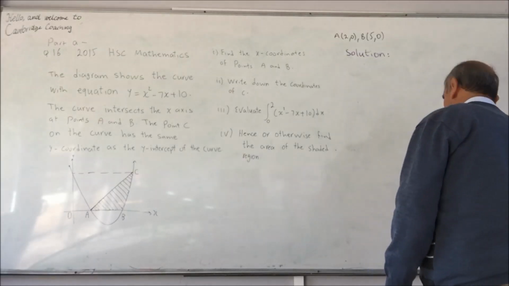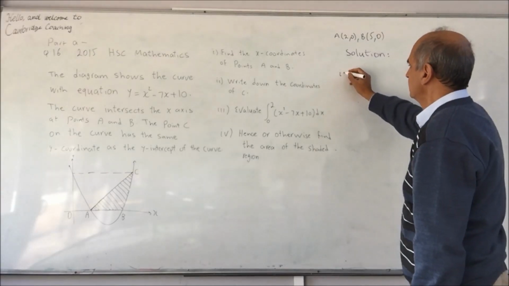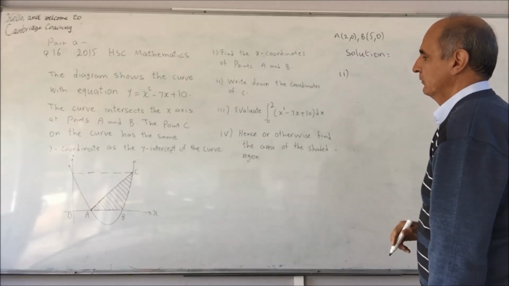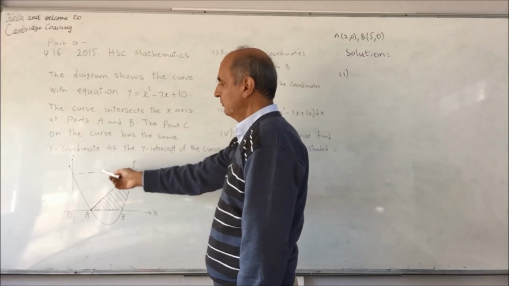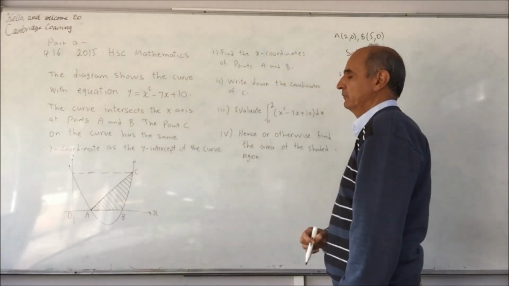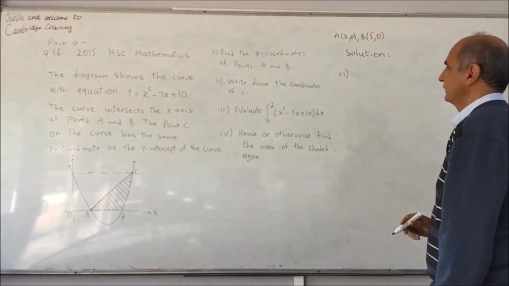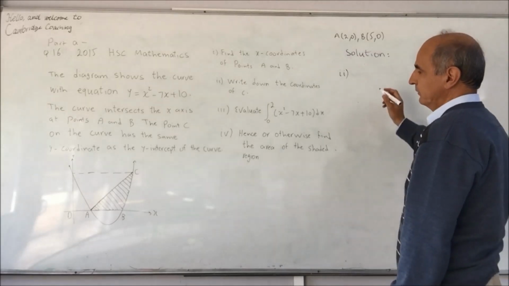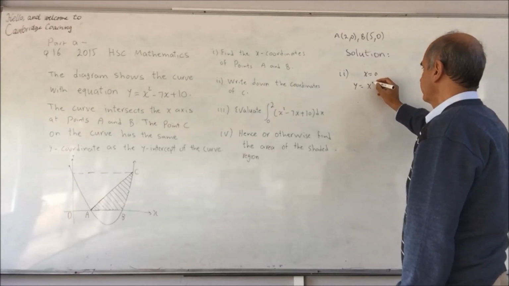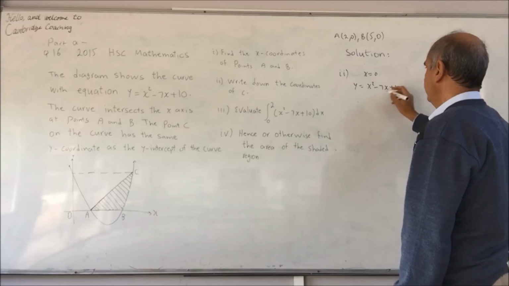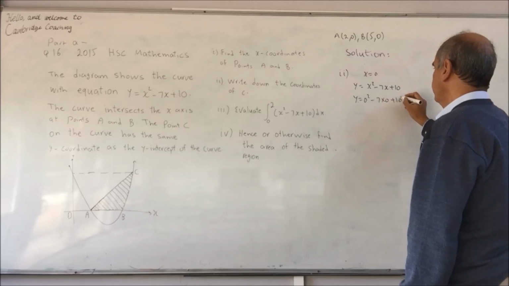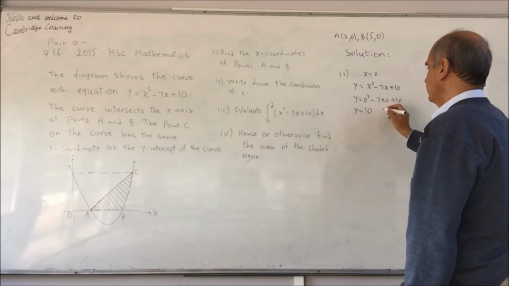For part II, write down the coordinates of C. As we see, C has the same y-coordinate as the y-intercept of the curve. So first we find the y-intercept of the curve. To find the y-intercept in the equation, let x equal 0. Our equation is x squared minus 7x plus 10, so we get 0 squared minus 7 times 0 plus 10, which gives us 10. So that is the y-intercept.